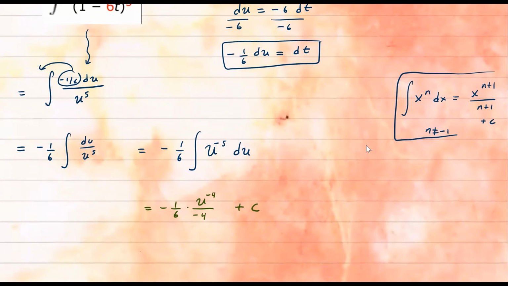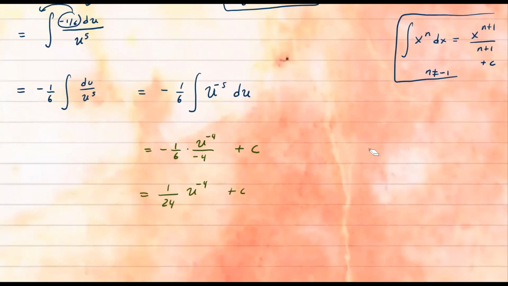And now just to clear things up. So negative 1/6 times negative 4 on the bottom, that's positive 24, and u to the negative 4 plus c. Now, if you want, you can make this exponent positive, and that would be the preferred way of writing our answer, with a positive exponent. So this is simply 1 over 24 times u to the positive 4 plus c.